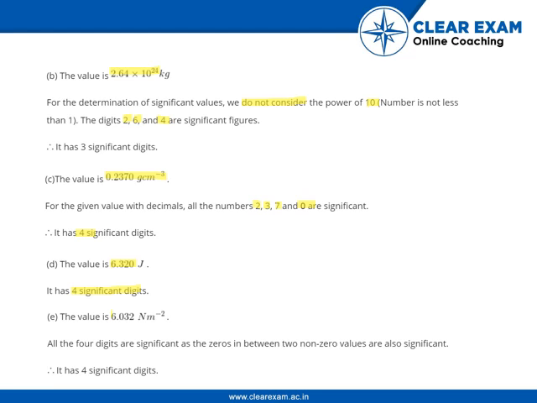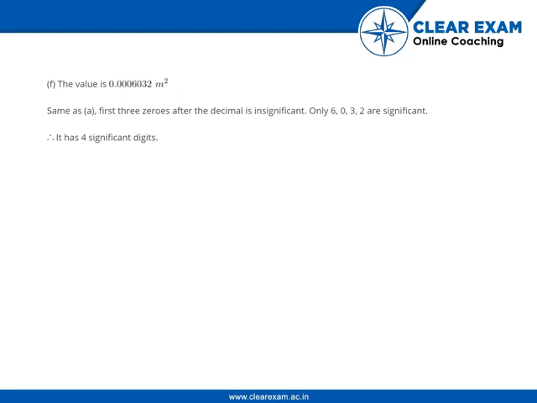The value of 6.032, all the 4 digits are significant as the zero is in between two non-zero values, which is also considered as significant. The value of 0.0006032. As we saw, the first 3 zeros after the decimal are insignificant. Only 6032 are significant numbers, so there are 4 significant digits.